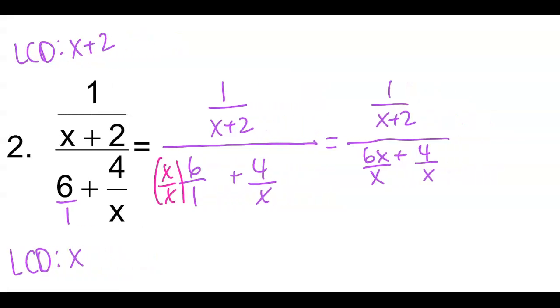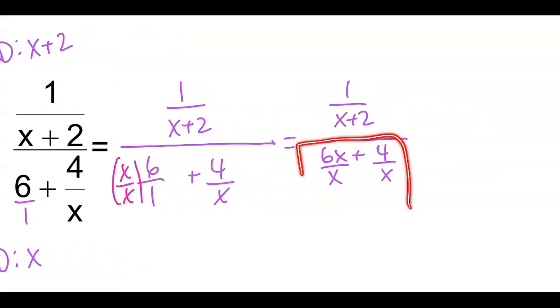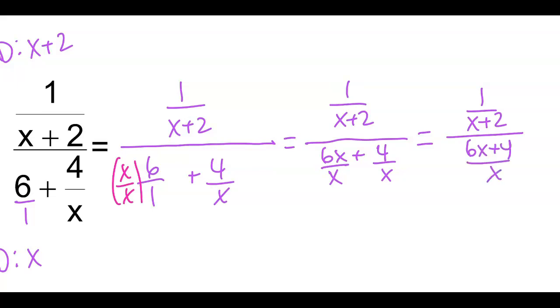Lorraine, are both of your denominators in your denominator the same? Are both of these x's the same? Good. So now we can make this one big fraction. So we'll have 1 over x plus 2, and then 6x plus 4 over x. Do not try to skip steps, guys. It's just going to hurt you later. Lorraine, what can I do at this point?